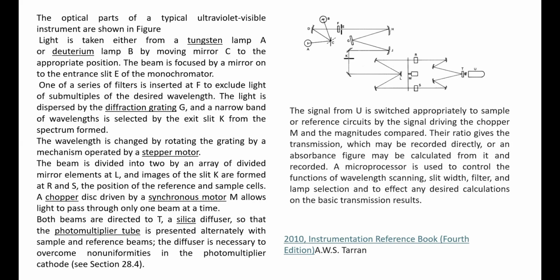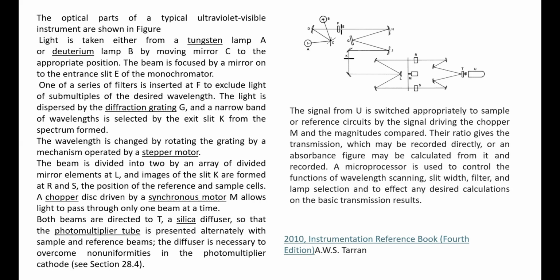Now a chopper disk driven by a synchronous motor, which is given the symbol M, right? Chopper disk. What it will do is select the light beam, so that only one beam will pass to the sample at a time. So the chopper system is going to select the quantity of the light that will be passing. Both the beams are directed towards T. What is T? T is the silica diffuser, which is going to help the photomultiplier tube to work, and you are going to have the intensification of the signal developed.